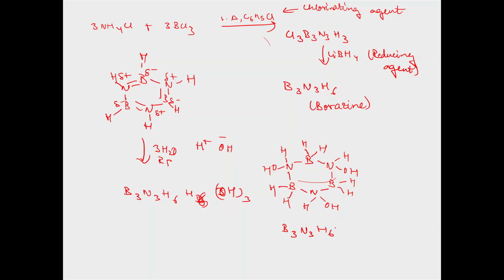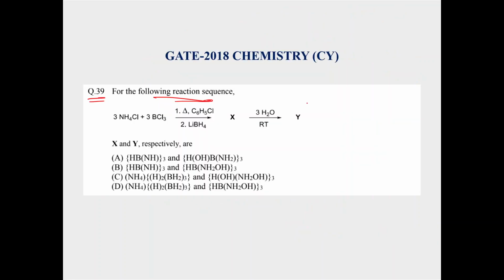And OH is also 3. So now in the options we have to see. One is X is B3, N3, H6, and Y is B3, N3, H6, H3, OH3. This is Y. So here they have given it like this, BHNH whole 3.